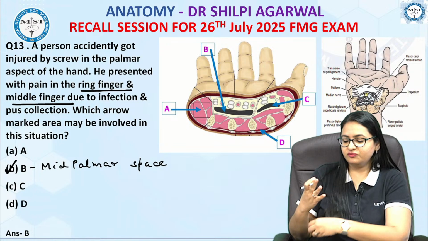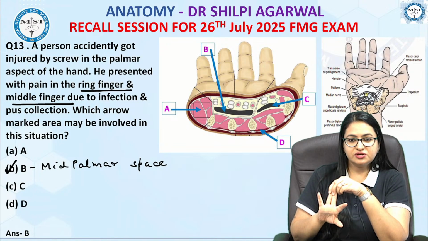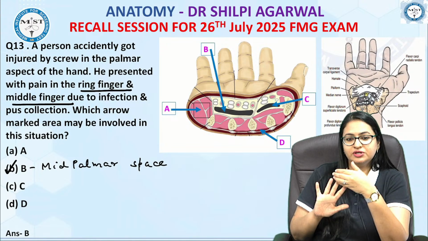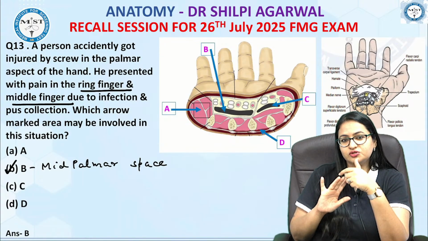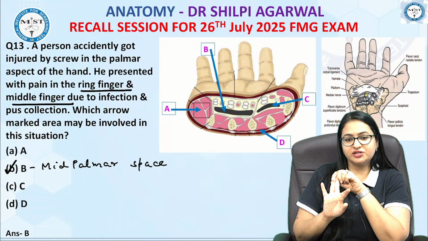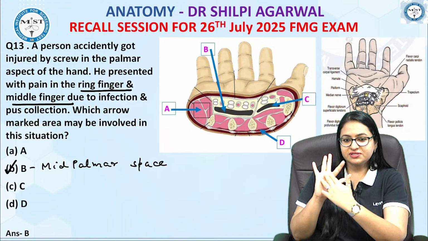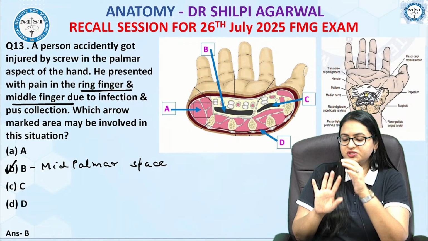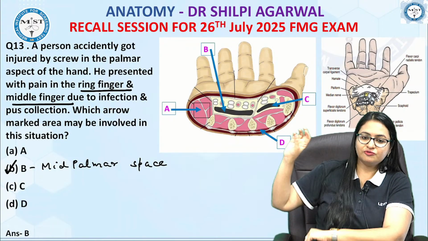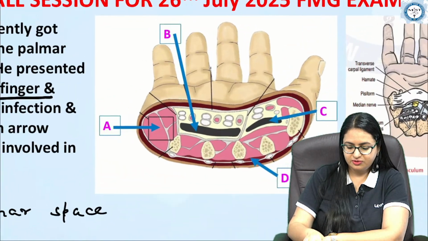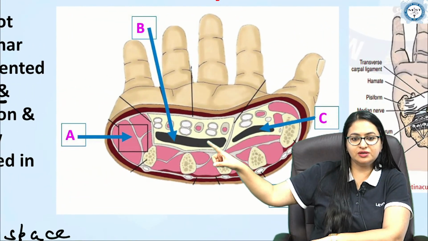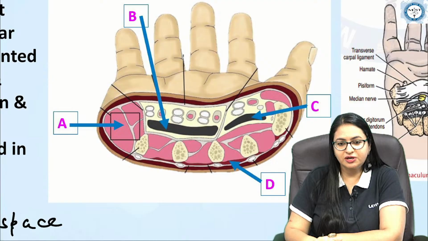Sometimes, if the infection is in these fingers, it can go to these fingers, or if there is any infection in the sheaths of the tendons which are reaching to this finger, then the pus can go to the mid palmar space. So specifically if they are talking about these two fingers, there is only one answer here, the mid palmar space, which is option B.